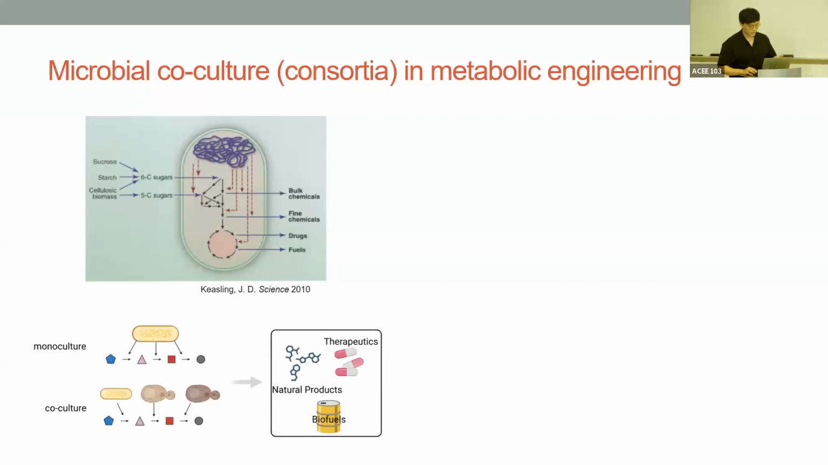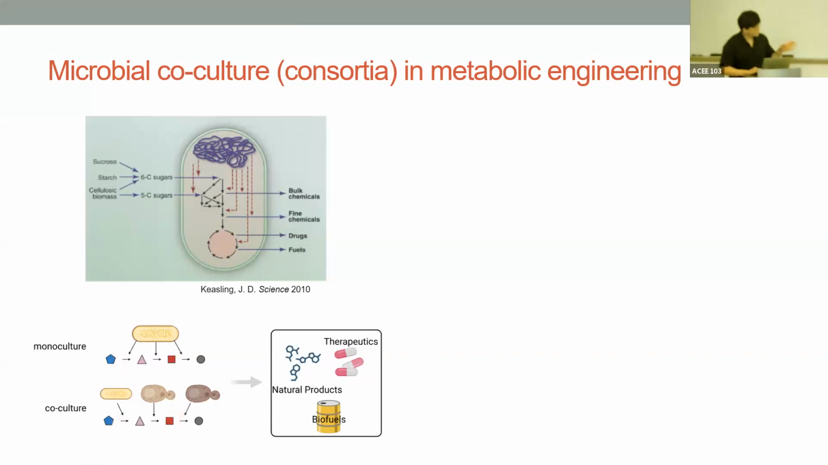Now, traditionally, a biosynthetic pathway is introduced into a single strain of bacteria or yeast. What happens when you do that is you tend to strain the microbes with that one biosynthetic pathway, which results in defects in growth. And as a result, productivity decreases. The idea is having co-culture.